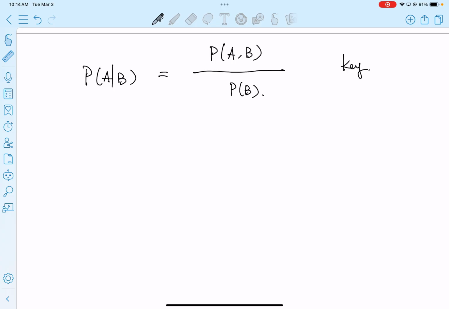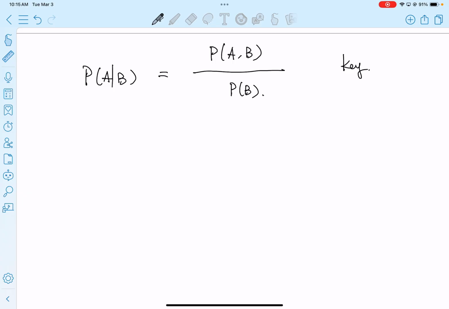On the numerator, you have the joint probability, and then you divide it by the marginal probability of the thing that you want to condition on. So you divide by P of B, and from the joint you obtain A conditional on B. Always make sure that you are dividing by the marginal of B, the thing that you want to condition on. This is one key formula to obtain the conditional probability.